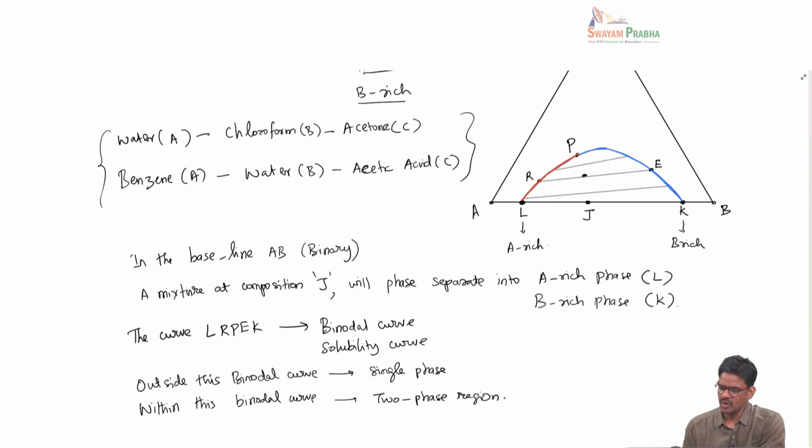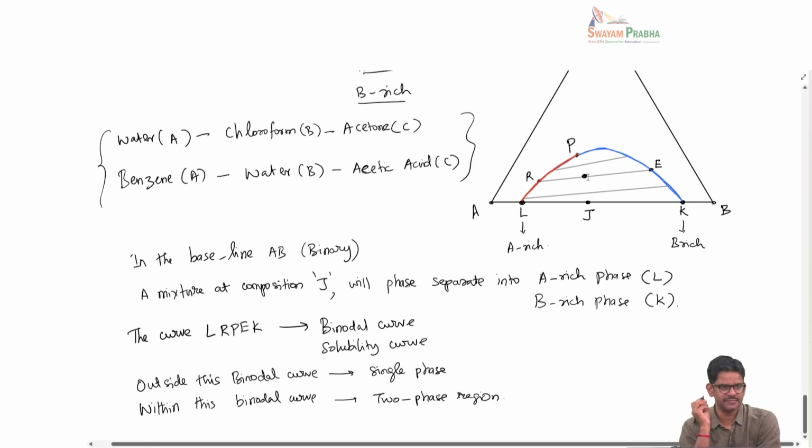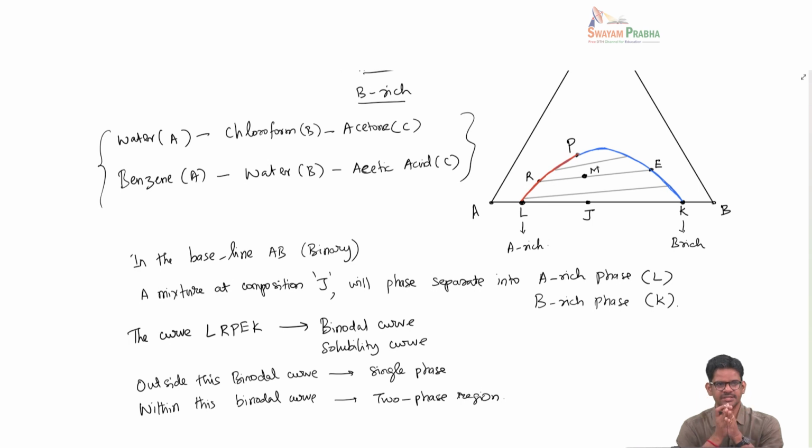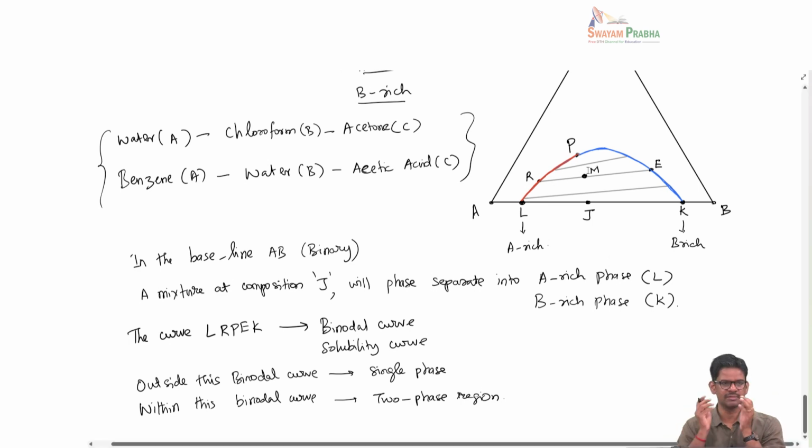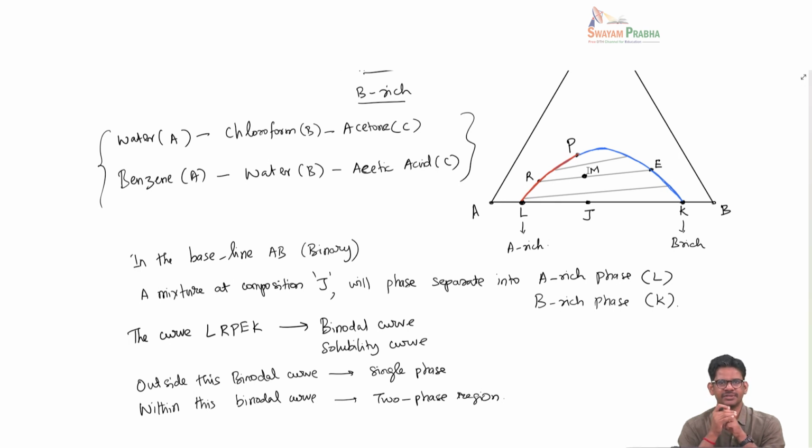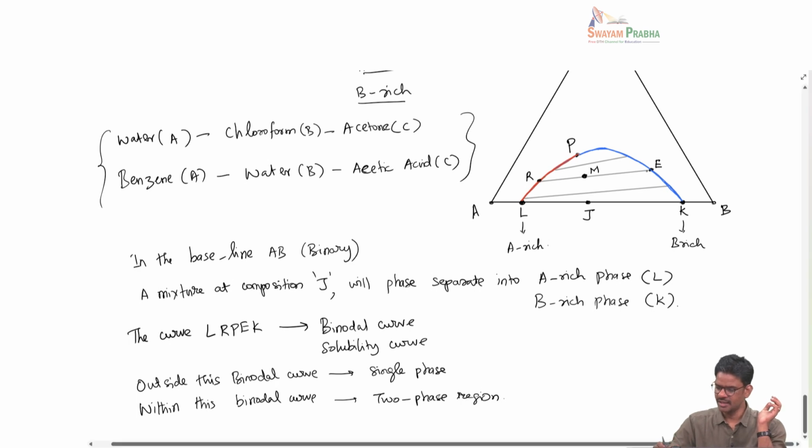Now you can see what happens if I prepare a solution inside this envelope. Let's say I have point M here. So I mix A, B, C in certain quantities such that the composition corresponds to point M. Okay, so that's the overall mixture composition. However, since this is lying within the binodal, it will phase separate into two equilibrium phases. One corresponds to R here, another corresponds to E here.